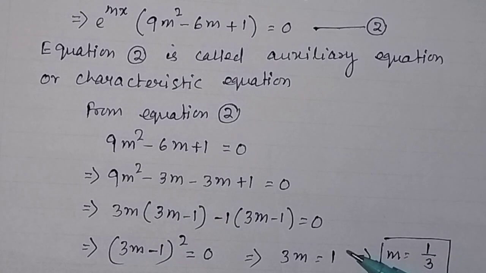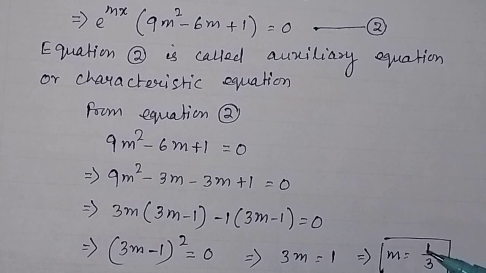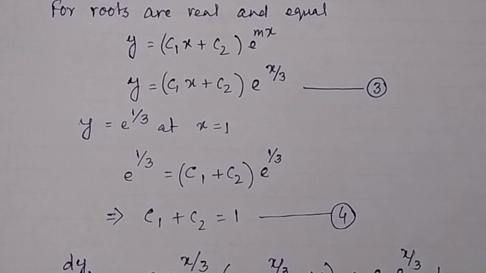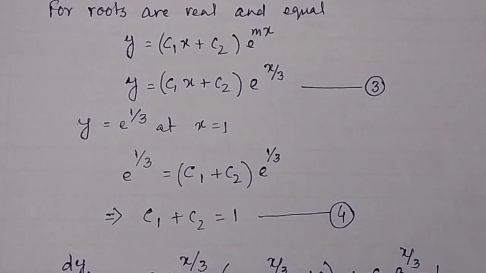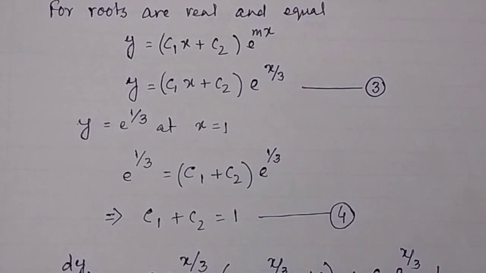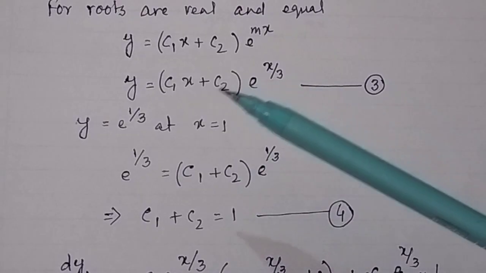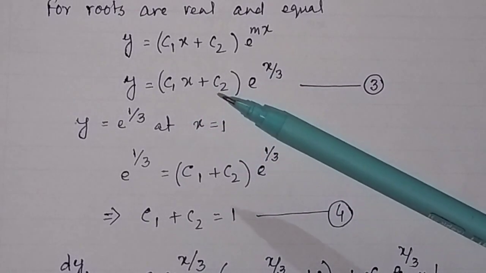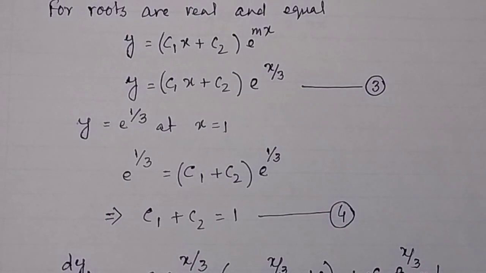So here you have both roots equal. That is, in this quadratic equation you have two roots, and both have equal value, that is 1 by 3. And for equal roots, we know the solution of the second order differential equation is y equal to c1 x plus c2 into e to the power mx. And here the m value we found is 1 by 3. So y will be equal to c1 x plus c2 into e to the power x by 3. Suppose this is equation number 3.